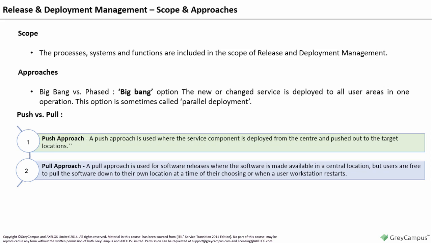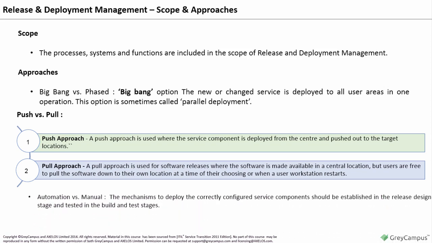A good example is virus signature updates, which are typically pulled down to update PCs and servers when it best suits the customer. However, at times of extreme virus risk, this may be overridden by a release that is pushed to all known users. Automation versus manual.